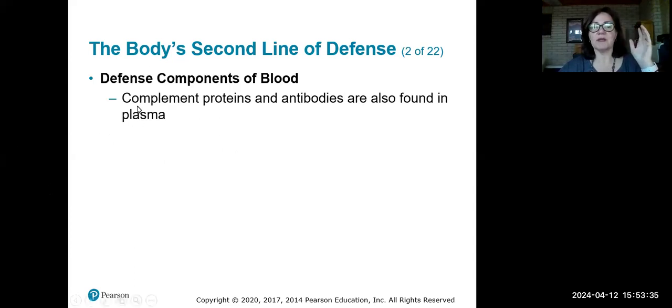We're talking about the non-living part of this. We're going to talk about things like complement proteins. And then when we get to the third line of defense, we're going to talk about antibodies that are also floating around in the blood. But for the second line in the blood, we're talking about the complement proteins.